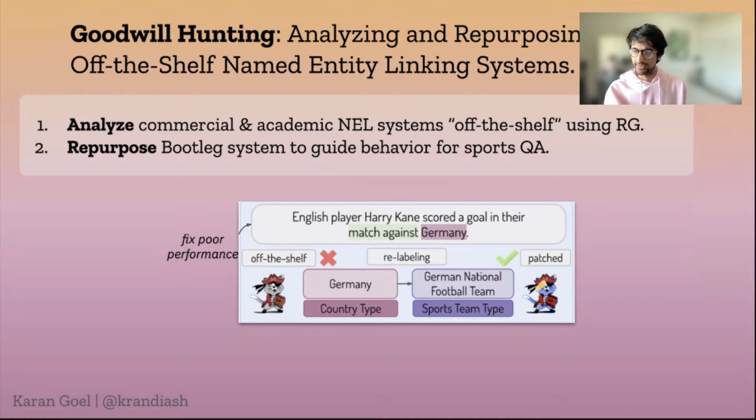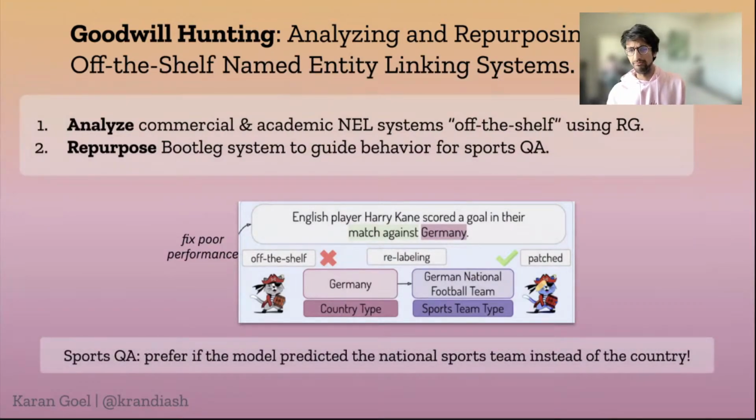What we found is the off-the-shelf system that we're considering here, Bootleg, was making a lot of errors in these types of cases, where it was predicting the country type instead of the sports team type, which might be undesirable for, say, a sports QA application, where we might want to make the model more likely to predict the sports team instead of the country. So this is where we came in and said, okay, we want to make the model prefer the national sports team instead of the country. What can we do here?